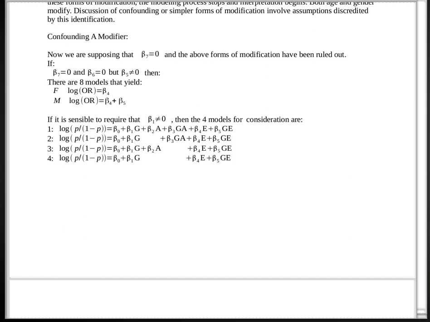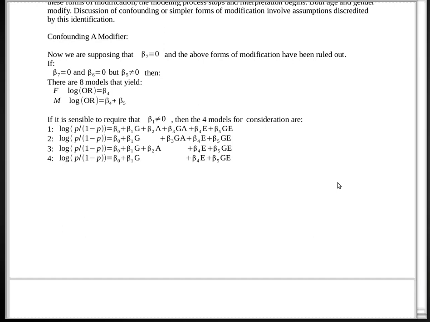What I'd like to do now is continue the exploration of this circumstance, but now we're going to suppose that beta 7 is 0. And that some of the forms of modification we saw up above in those slides have been ruled out. Again, there are various combinations, and I want to look at them for you. Let's begin with perhaps one that might be the simplest.